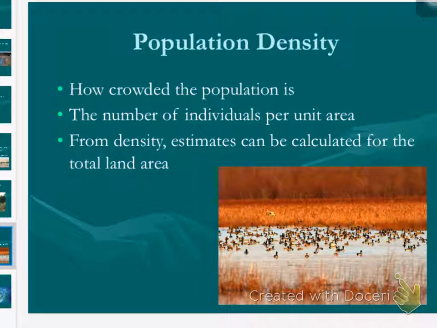So we can look at how crowded a population is, and some species do okay being crowded shoulder to shoulder. Many species don't. Many species have real specific needs for space and for resources.